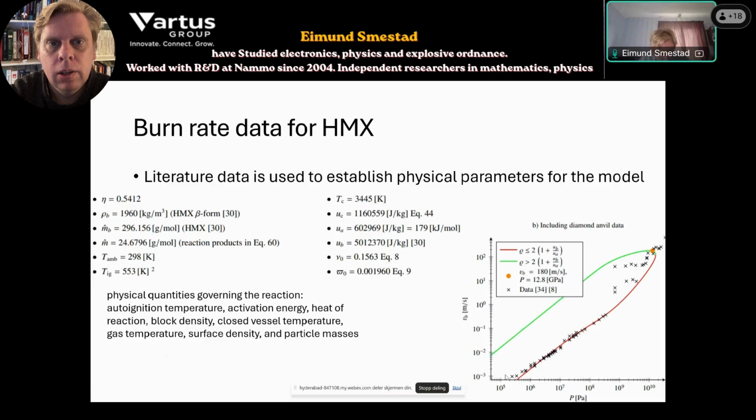To summarize, the physical quantities that govern the reaction are ignition temperature, activation energy, heat of reaction, block density, closed vessel temperature, gas temperature, surface density, and particle masses. If you can control these quantities, you can control the linear reaction rate.